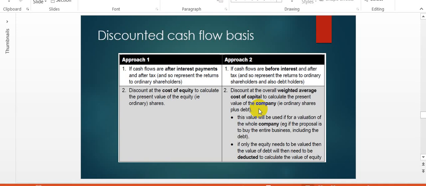After you have discounted, if the question is asking you the value of the ordinary shareholders, then you subtract the debt from the present value. What remains will be the value of equity.